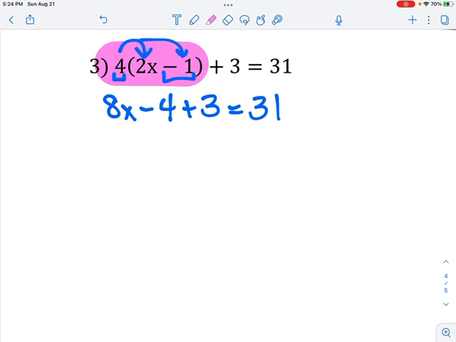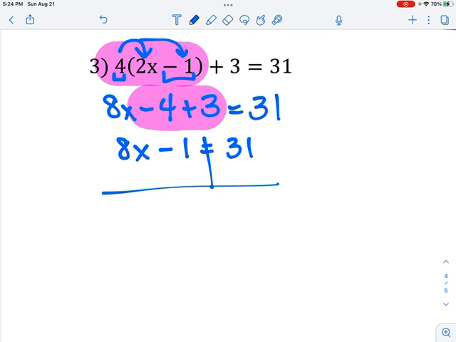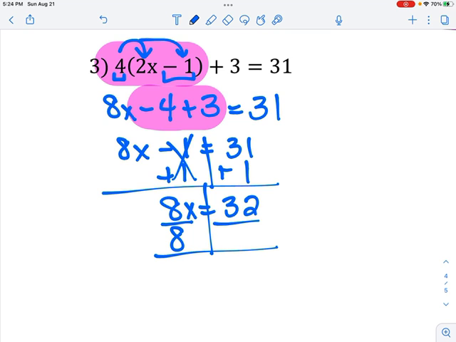Well, if you notice, I can simplify something else. Since I did my distributive, now I can simplify my negative 4 and positive 3. So I'm going to copy my 8x down. I have negative 4 plus a positive 3. So that's going to give me a negative 1, and that equals 31. Now at this point, I'm going to take the 1 is the least connected. So I'm going to add 1 to both sides. So that's going to get me 8x is equal to 32. Then I'm multiplying by 8. To undo that, I divide, and I would end up with x equals 4.